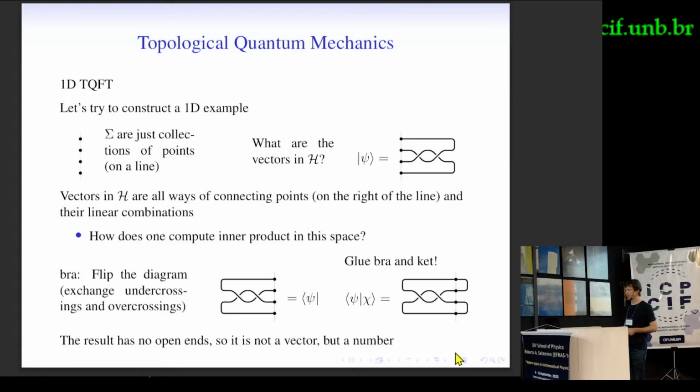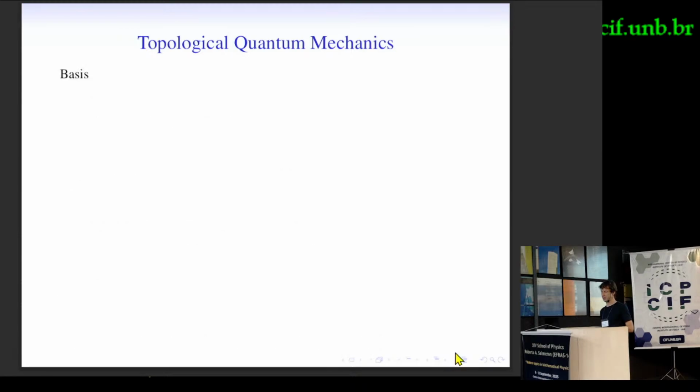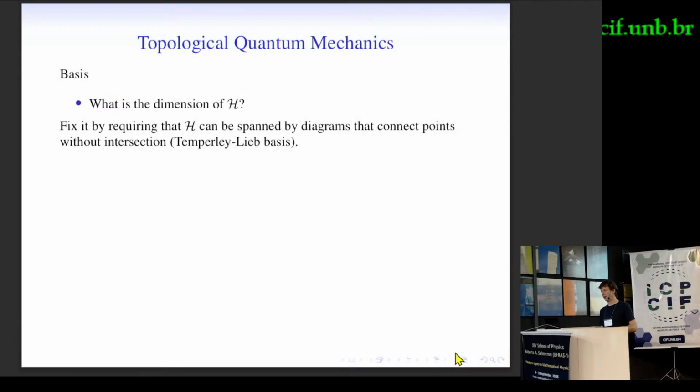So the result will be something which has no ends, so it's a number. The trick is that I'll require this number to be basically the Jones polynomial. For that, I will also need to define the dimension of this Hilbert space, and I will require that the basis states in this Hilbert space will be constructed with all diagrams which have lines with no intersections. I will call it temporarily the Temperley-Lieb basis, because yesterday I defined the Temperley-Lieb algebra.